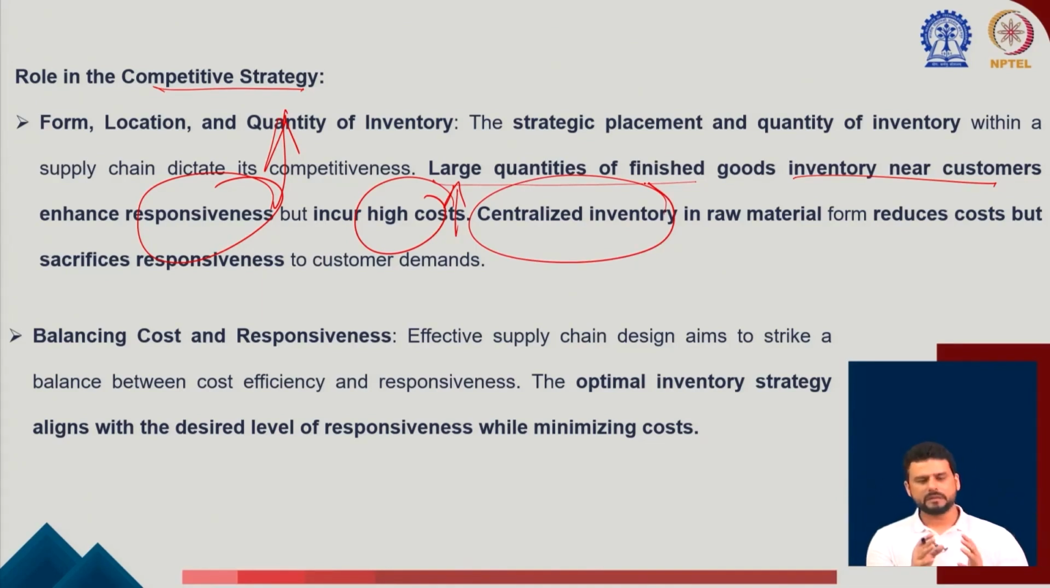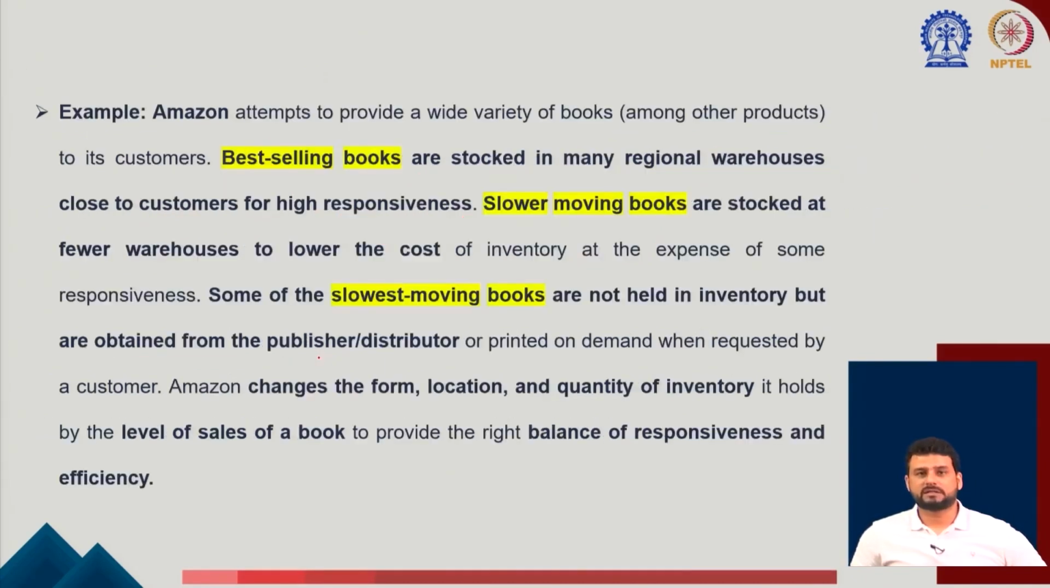That's why Amazon has different hubs, right? So when you place an order from Kharagpur, finally it comes to the Calcutta hub, and from the Calcutta hub it is distributed to all other hubs. Balancing cost and responsiveness: how much inventory you keep at every level will help you define whether you are cost efficient or responsive. Amazon is the best example, very beautiful.